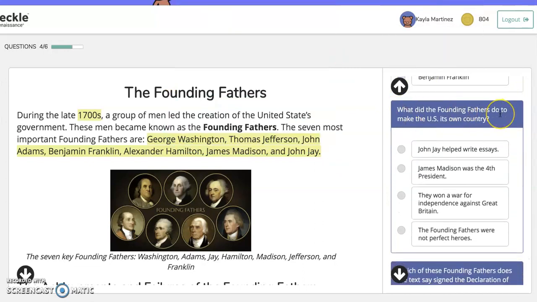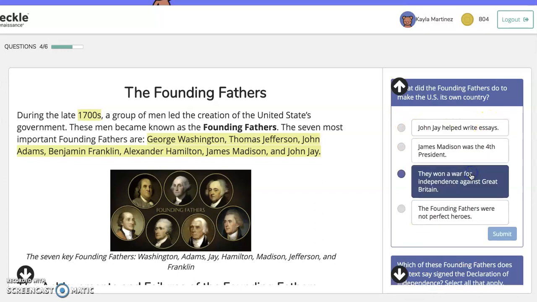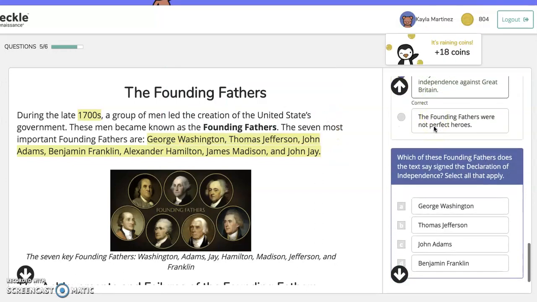All right. What did the founding fathers do to make the U.S. its own country? What did they have to do in order to say we are independent, we are our own country? John Jay helped write essays. James Madison was the fourth president. They won a war for independence against Great Britain. Or the founding fathers were not perfect heroes. Which one did they do? Pause it if you don't have your answer yet. Which one? James Madison? No. They won the war, and that's what made them our own country.